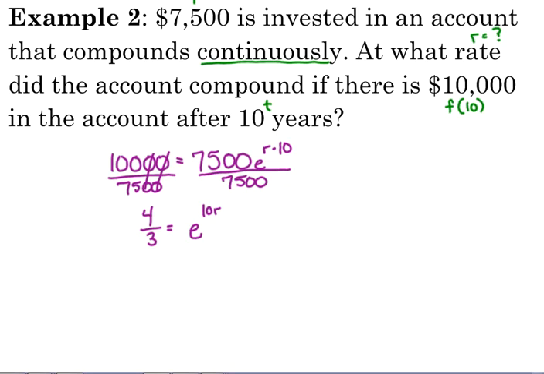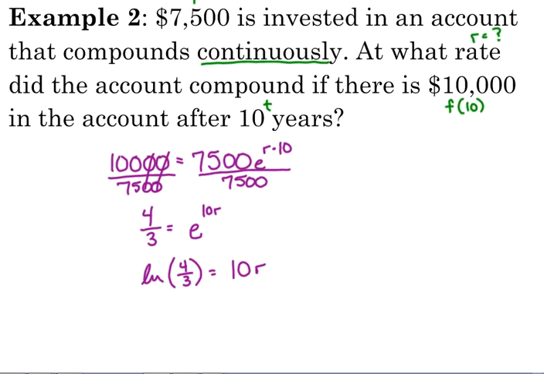All right, what did we do last week when we got to this point? If our variable was in the exponent, how do we get it out? Can we make 4/3 and e have the same base? No. So what was our other option? Log form. When you have an exponential with your variable stuck in the exponent, you have to put it in log form. What log do we use with e? The natural log. The ln of 4/3 is equal to 10R.